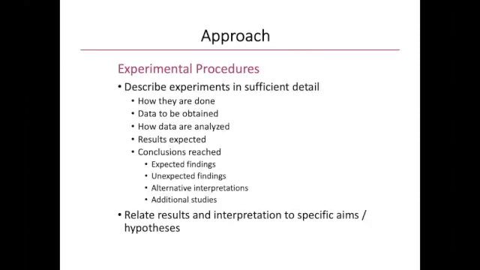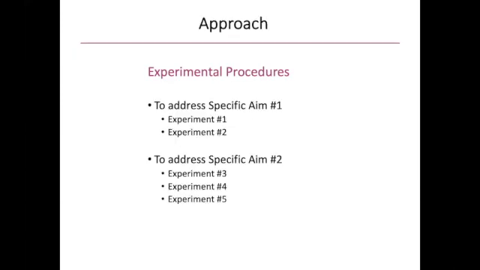When you're describing experimental procedures, it's also important to describe how they will be done, where you will obtain the data, how they will be analyzed, and the type of result that you expect. Sometimes you have expected results or unexpected ones. So you have to have alternative interpretations of the results and consider whether additional studies need to be performed. Those results that you obtain, you need to interpret with respect to the specific aim you are proposing or the hypothesis that you are raising. So these are issues that are important to keep in mind when you develop that type of study.